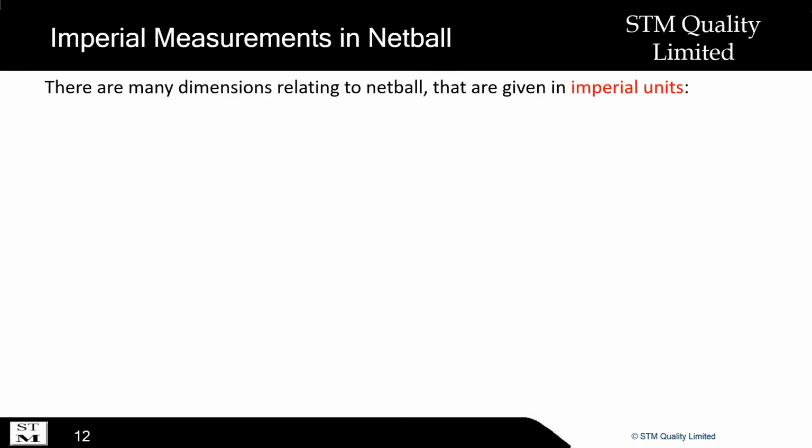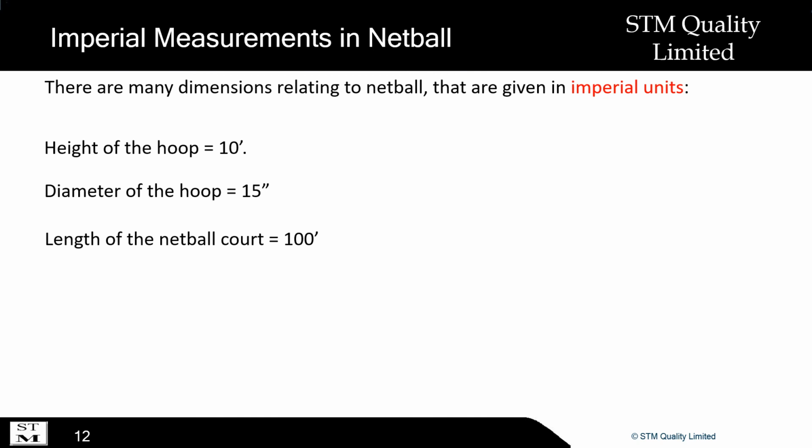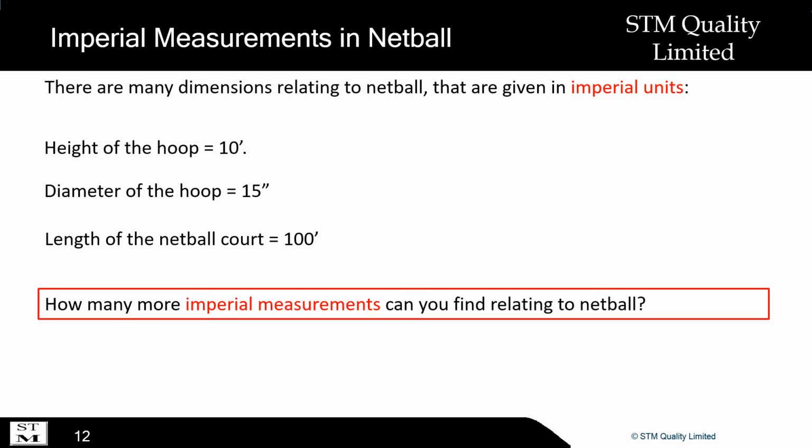There are many dimensions relating to netball that are given in imperial units. Height of the hoop is equal to 10 feet. Diameter of the hoop is equal to 15 inches. Length of the netball court is equal to 100 feet. How many more imperial measurements can you find relating to netball?